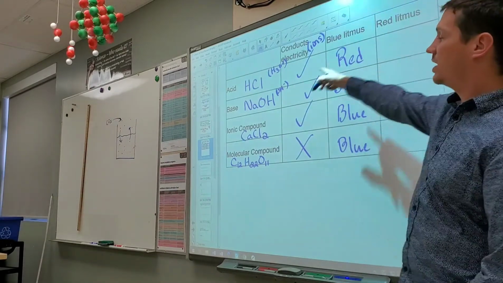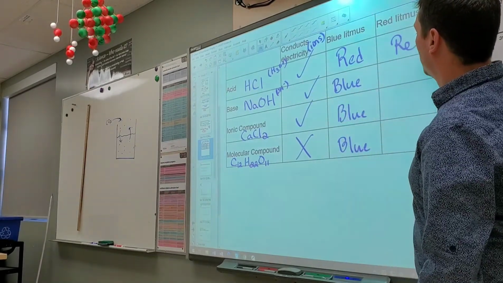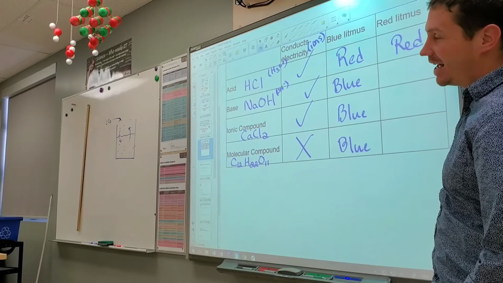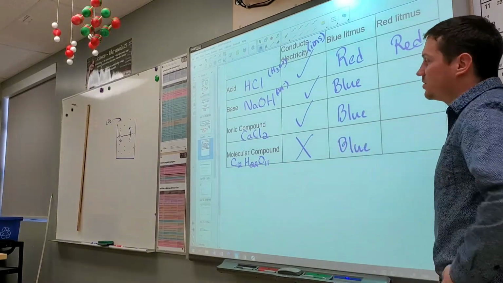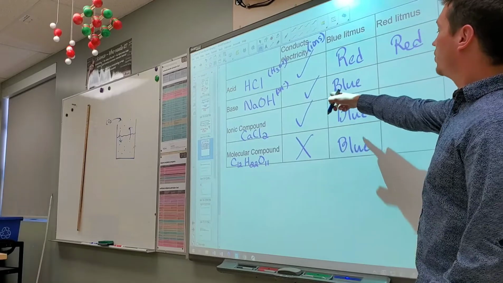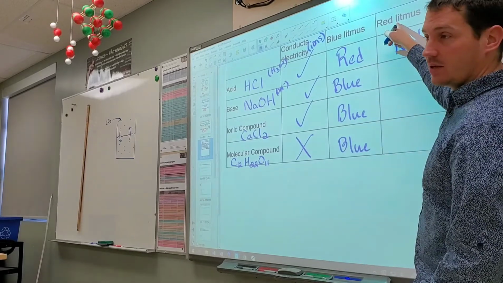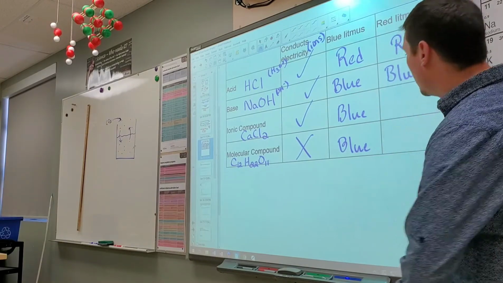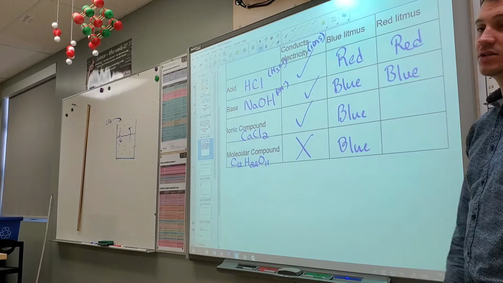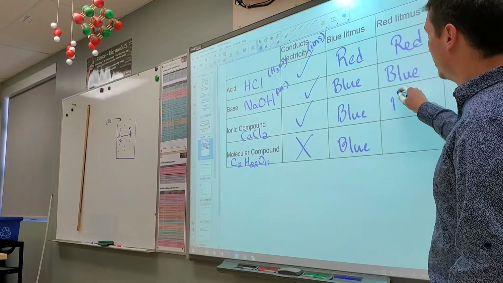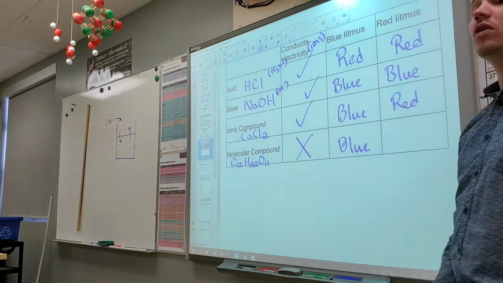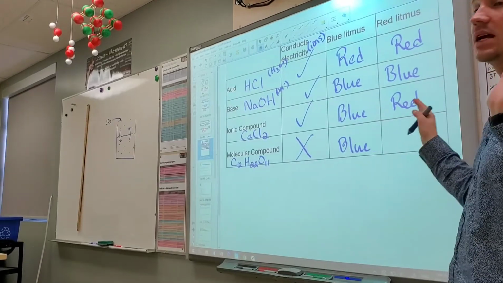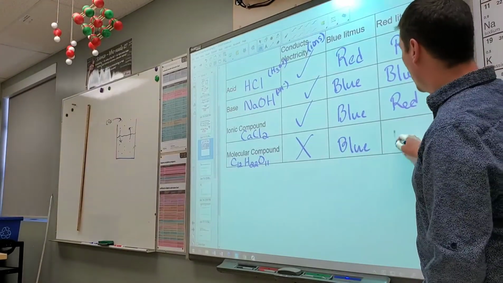Okay, red litmus, is it going to change in acids? No. Do you remember this? It's just been a while, right? Sodium hydroxide, is that going to change red litmus? Yes, it's going to turn it blue. Are ionic compounds going to change the color of red litmus paper? No. Neutral compounds aren't acidic or basic enough to do anything to red or blue litmus. It just stays the same color it was. Molecular compounds are going to be red.